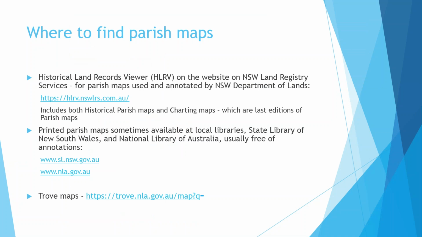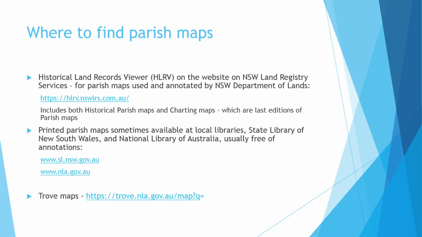So where do you find the actual parish maps? Well, the best place, of course, is the Historical Land Records Viewer on the website of the New South Wales Land Registry Services. It's important to remember that these are parish maps kept by the Department of Lands and used by them and updated, annotated by them. There are the historical parish maps and there are the charting maps. And the charting maps are generally the last editions of the parish map.